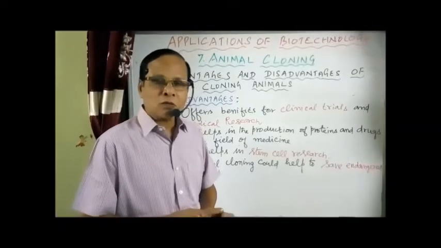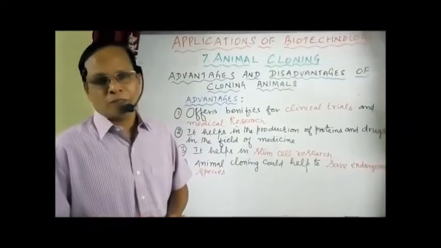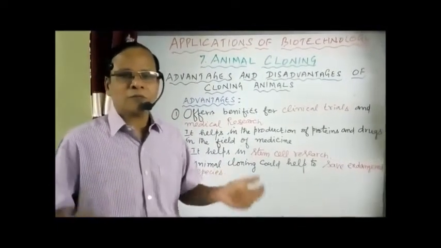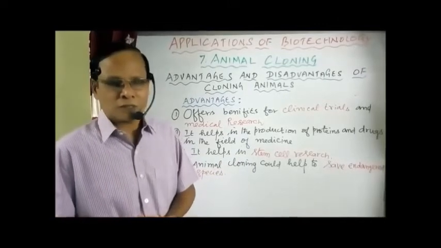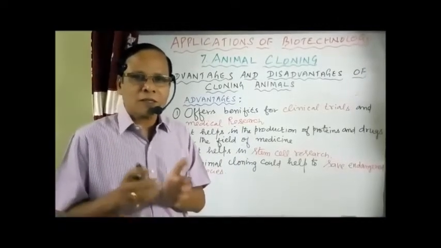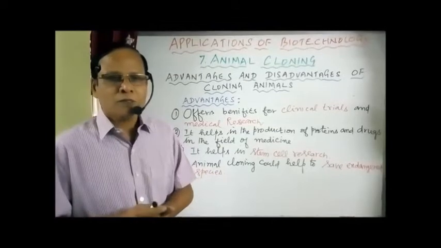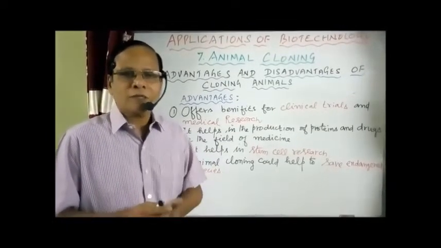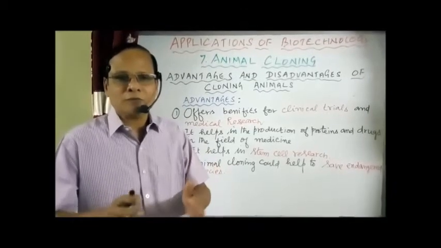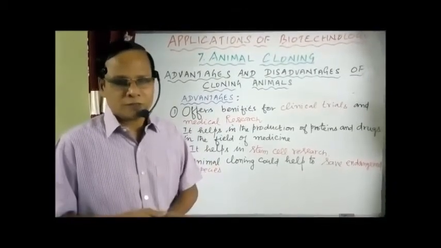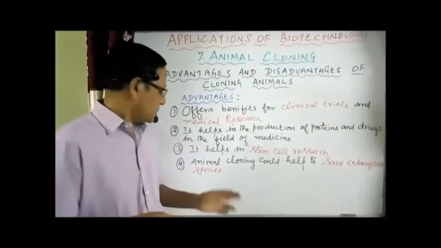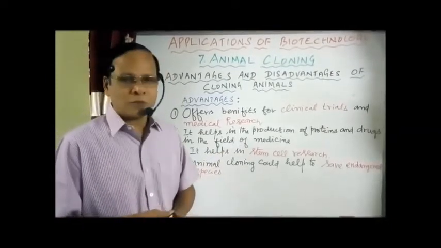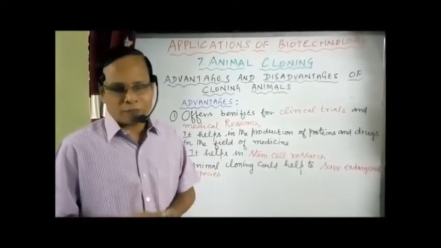Then, what is their role in biodiversity? Now you know, some animals are facing extinction. They are at the verge of extinction. Suppose you have only a few animals. With these few animals, we can increase the number of that particular animal species. So animal cloning would help because we can produce copies of animals.